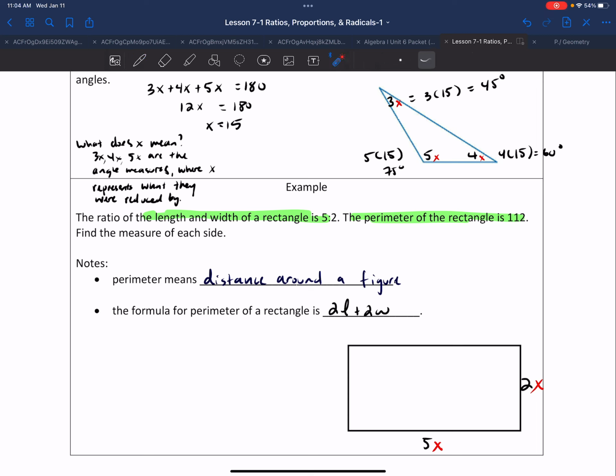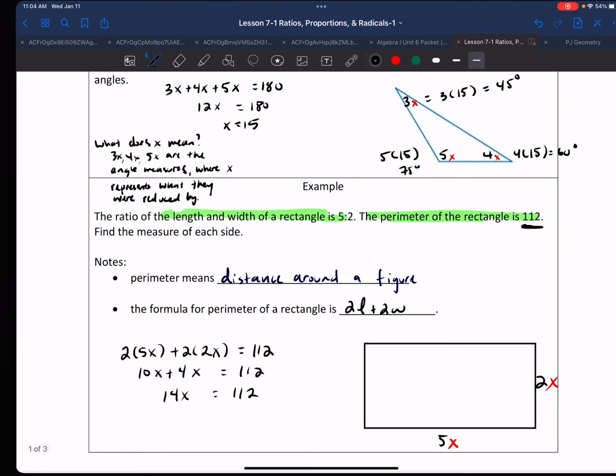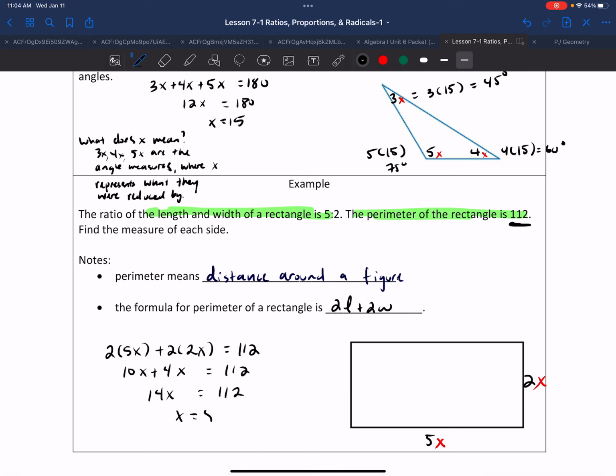It says we need to find the perimeter. We know the perimeter is equal to 112, so I put that in using my formula: 2 times 5x plus 2 times 2x, which is equal to 112. So I'm going to simplify this. I get 10x plus 4x, which is equal to 112. And then I'm not done, so I combine these two terms here. 14x is equal to 112. Then I divide both sides by 14. I get x equals 8.